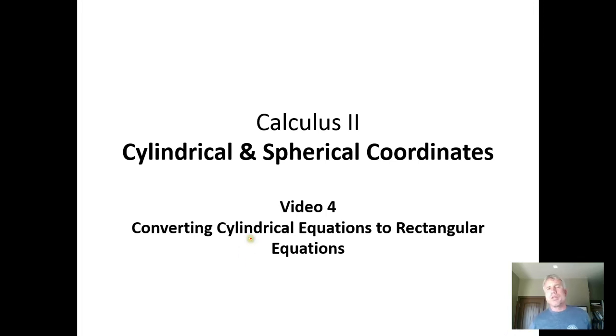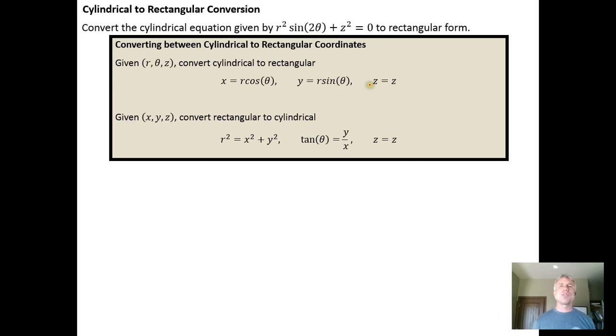So in this video we're going to convert cylindrical equations into rectangular form, or rectangular equations. So here I'm given an equation: r squared times the sine of 2 theta plus z squared is equal to 0.